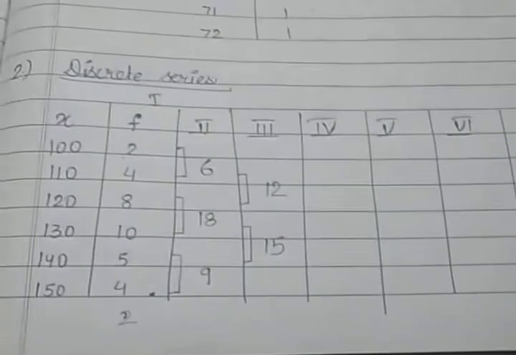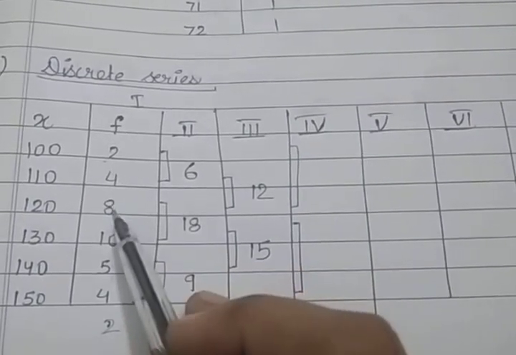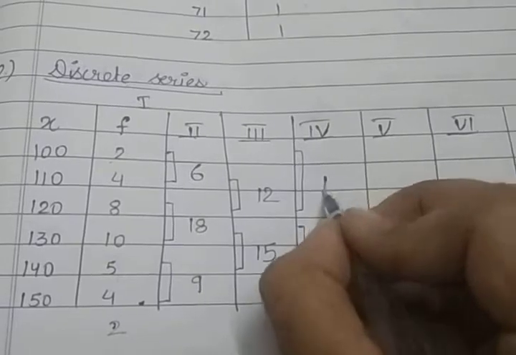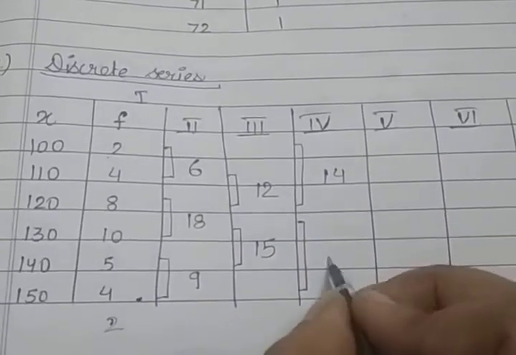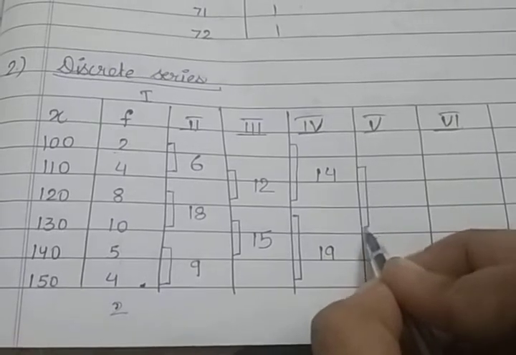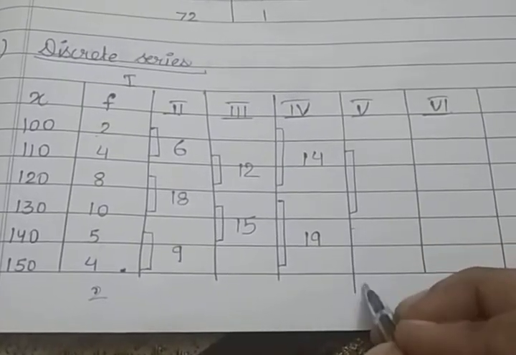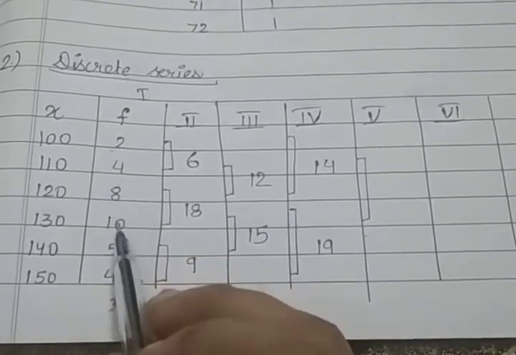Now in the fourth column, you have to add the first 3 values, then the next 3 values. So 2 plus 4 plus 8, that is 14. Then 10 plus 5 plus 4, 19. Now in the next column you have to leave the first value, then add the next 3 values, and next time 3 values are not there, so leave these 2 values also. Now 4 plus 8 plus 10, 22.